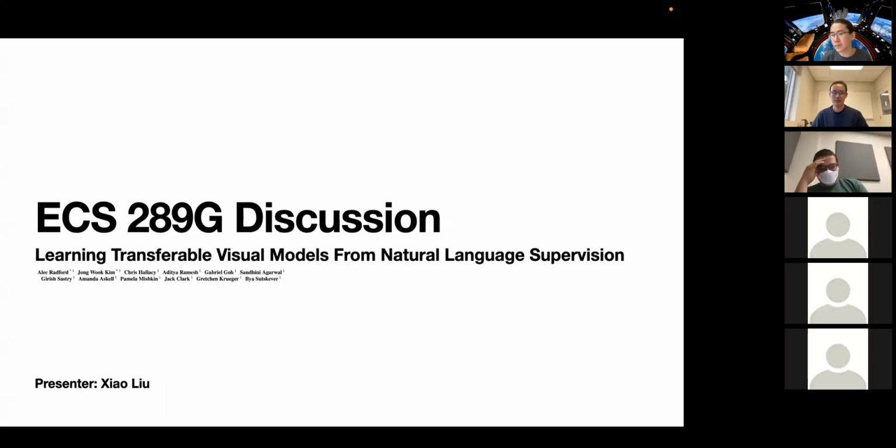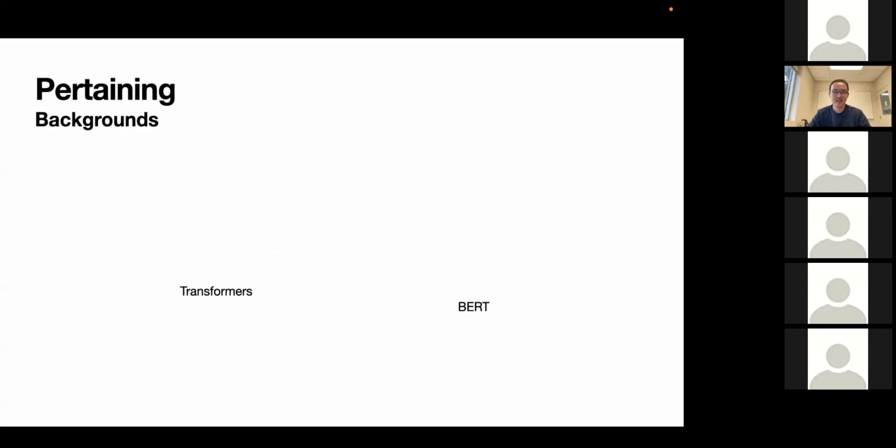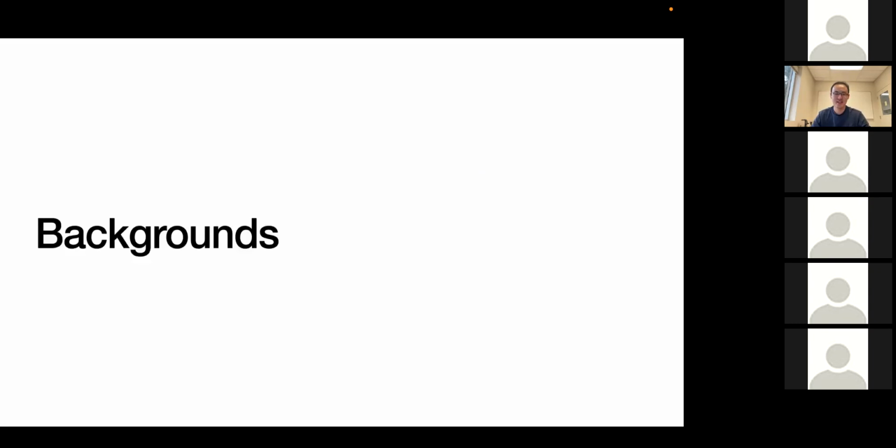Yes. Okay, great. Good afternoon, and I'm very happy to present this paper, Learning Transferable Visual Models from Natural Language Supervision. From the beginning, I was fooled by this title, since it made me feel like this is more like an NLP paper. After I read it, I found it is actually not an NLP paper, it's more about image processing and CV. I'm quite nervous about this one because I'm not really an expert in image processing.